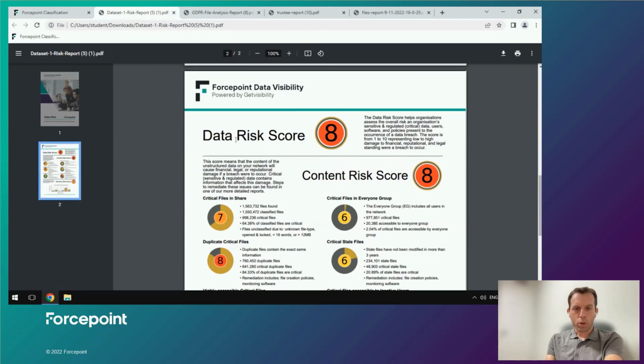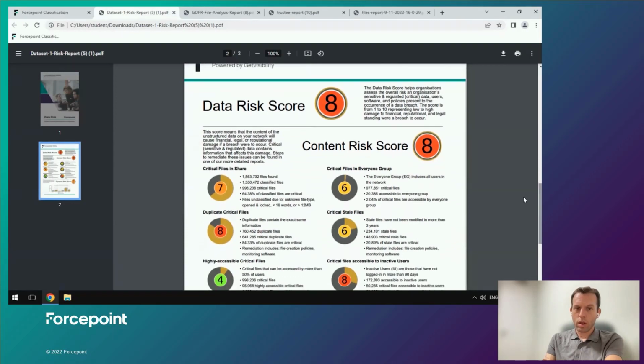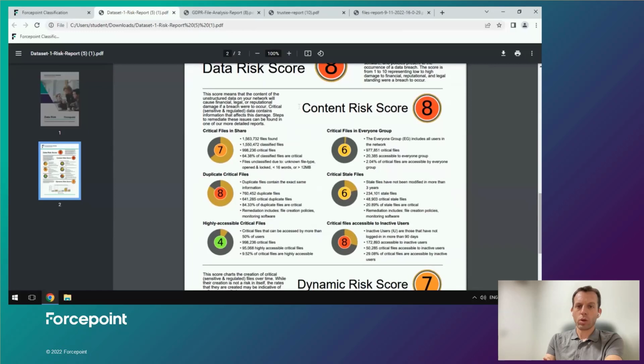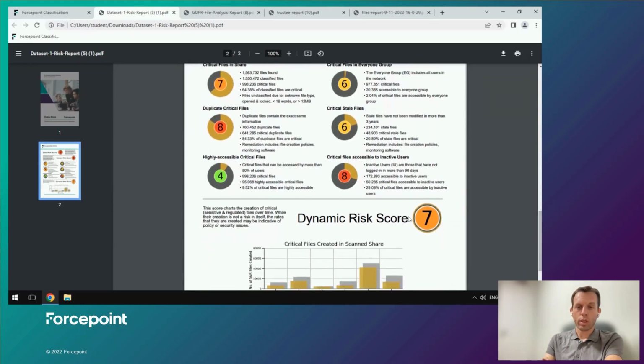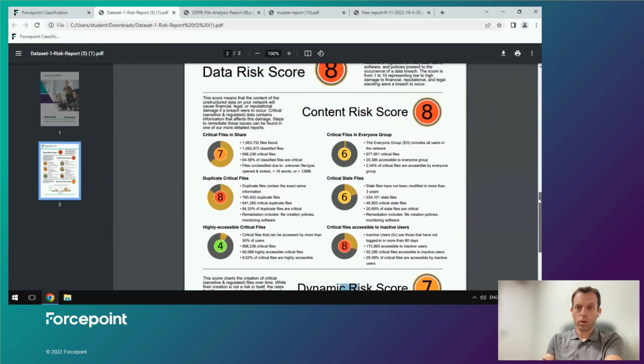So we've got 2 types of risk in this report. Data risk score is between 1 to 10, 10 representing very high risk and 1 low risk. And in this page, we'll talk about the content risk score, which is the risk associated with the content itself. In the second part of the page, we can see the dynamic risk score. But first, let's go over the content risk score. So we've got here 6 groups of risk. First one, critical files in share.